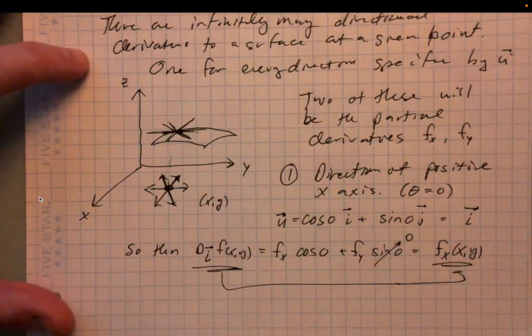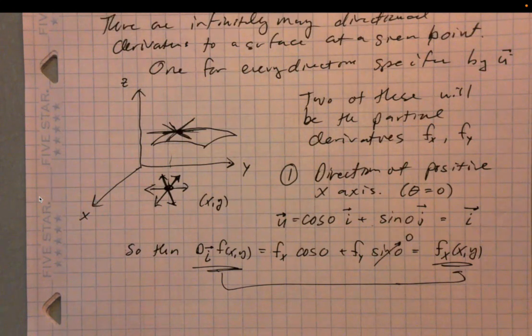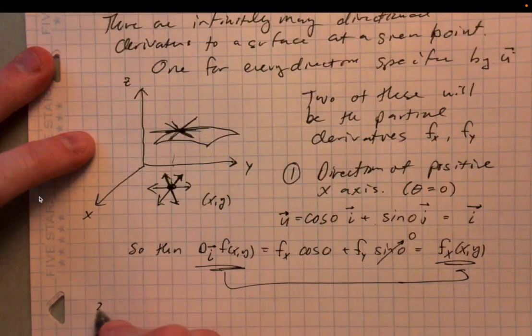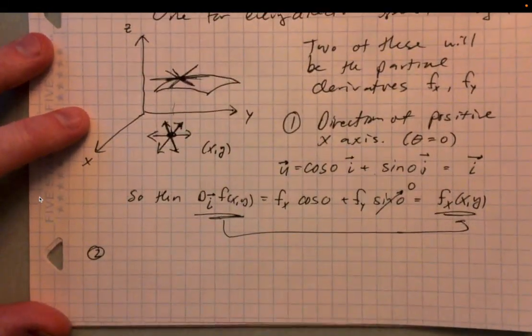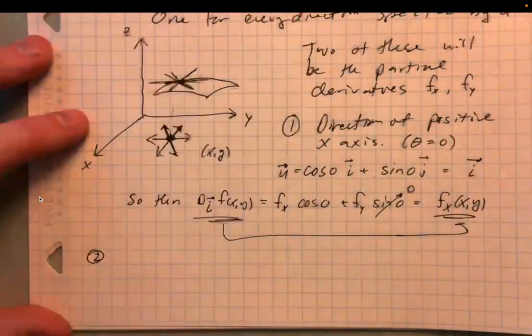So the partial derivative with respect to x is really a special case of the directional derivative, when the direction is just the positive x-axis. The same thing is true in the y direction.